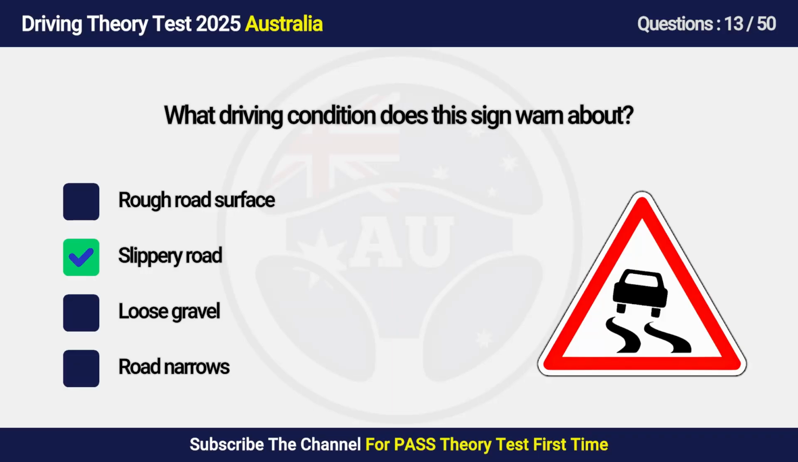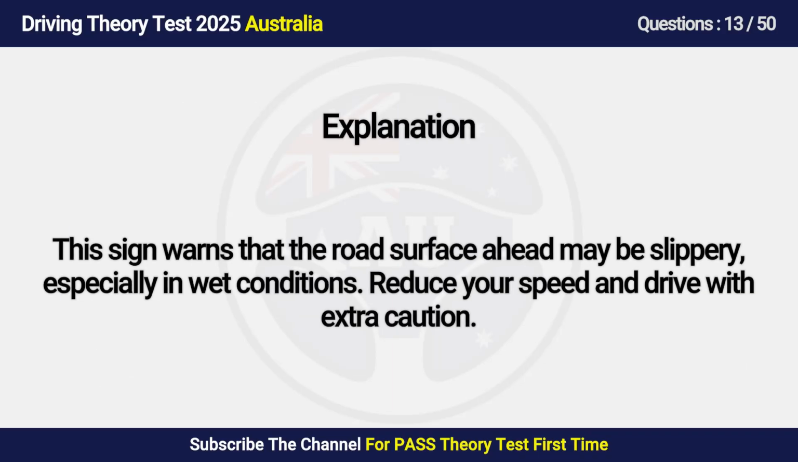Answer is B, slippery road. This sign warns that the road surface ahead may be slippery, especially in wet conditions. Reduce your speed and drive with extra caution.